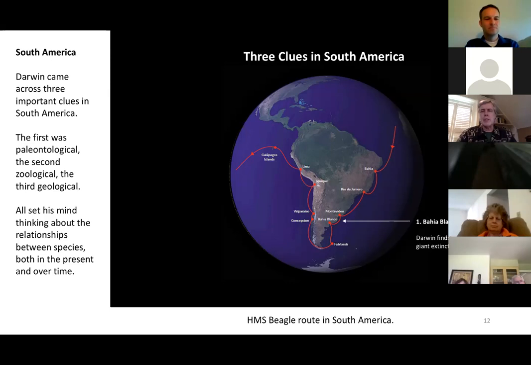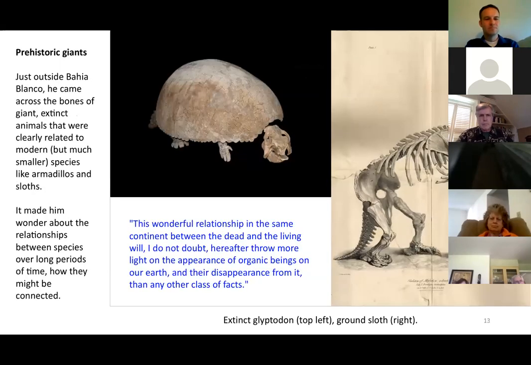And the first one he came across at Bahia Blanca. And here he found the bones of some giant extinct animals. One of them was a giant sloth. You can see that on the right. It's called the Mylodon. And the other is the Glyptodon, which is a precursor, an ancient ancestor of modern day armadillos. And what Darwin knew is that both of these animals, armadillos and sloths, exist today.